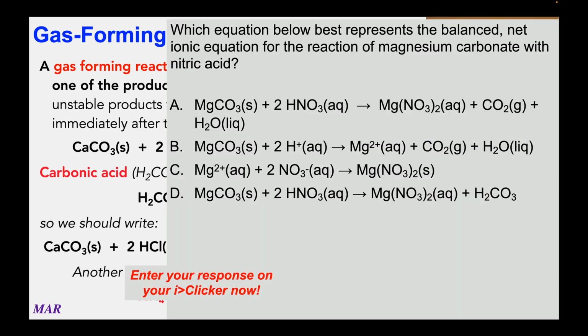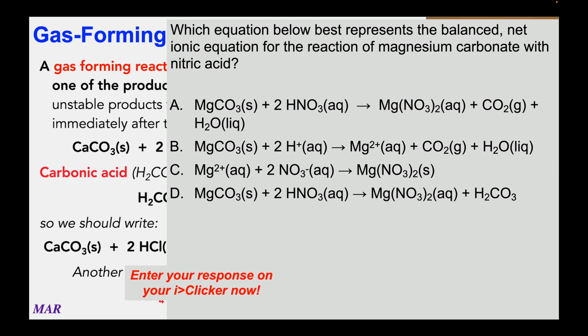Here's a question you might see. It says, which equation below best represents the balanced net ionic equation for the reaction of magnesium carbonate with nitric acid? Okay, so notice it's net ionic equation. We don't want any spectators, okay? So magnesium carbonate has a carbonate, and most of the negative polyatomics, when they react with anything but group 1A and ammonium, will make insoluble compounds.